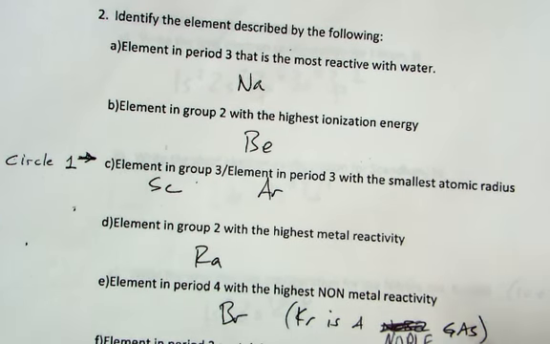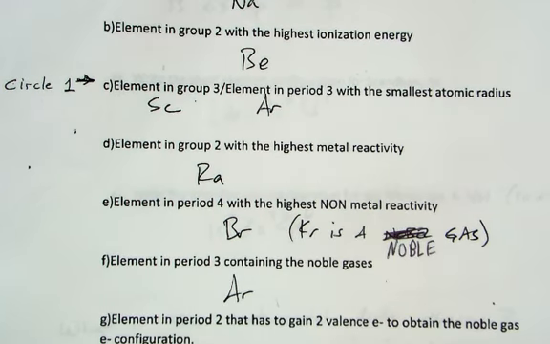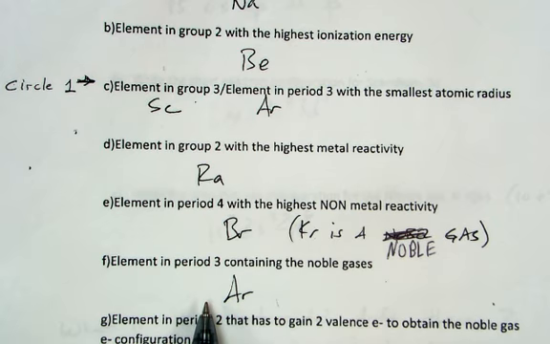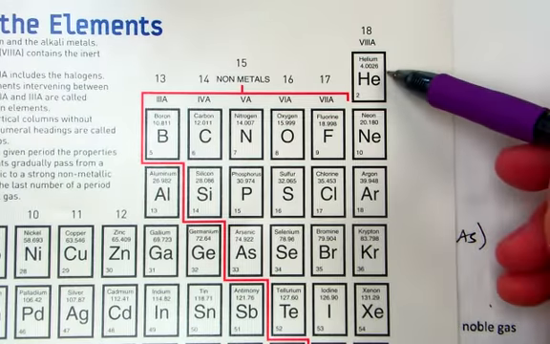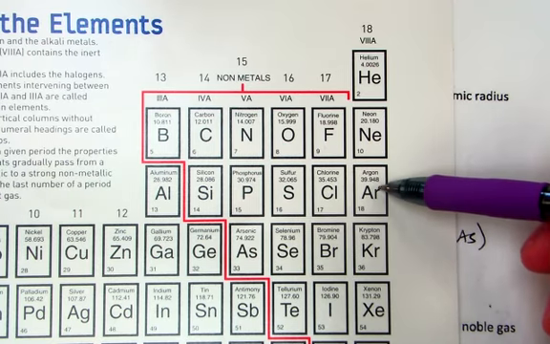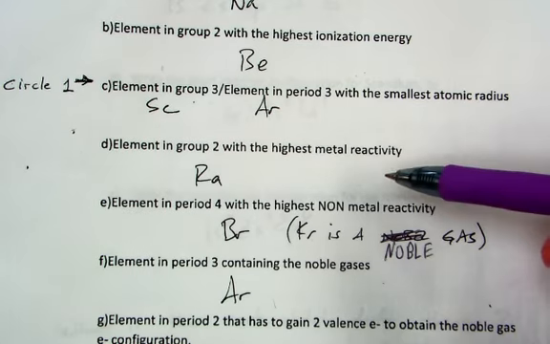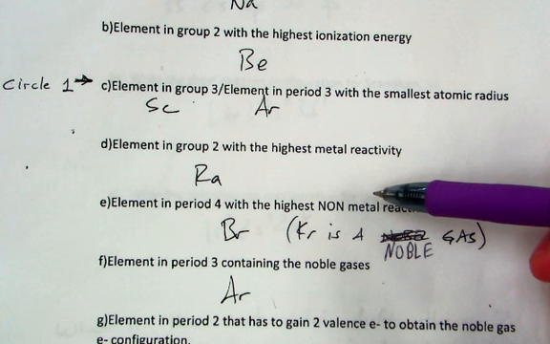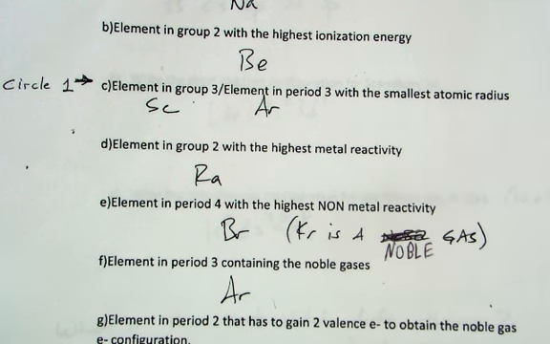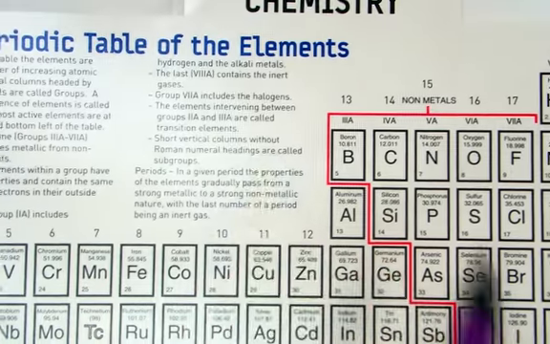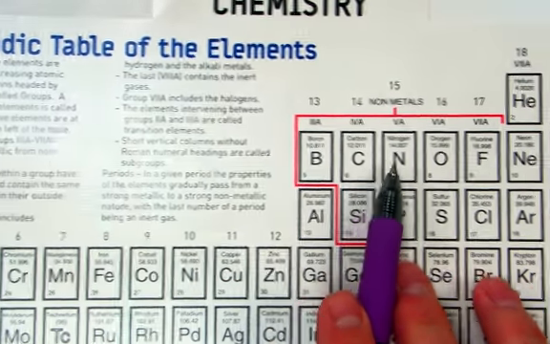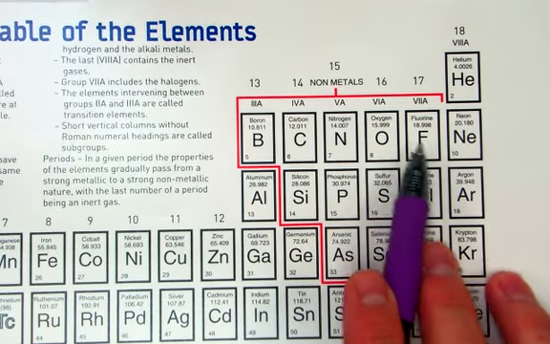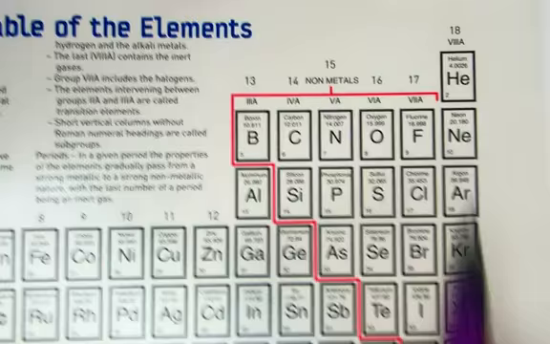Then we've got element in period 3 containing the noble gases. Okay, noble gases are on the far right-hand side. So this is period 1, 2, 3. It's going to be argon. Element in period 2 that has to gain 2 valence electrons to be a noble gas. So in period 2, you're dealing with these elements. And if oxygen gained 2 electrons, it would be like neon. So it would be oxygen.